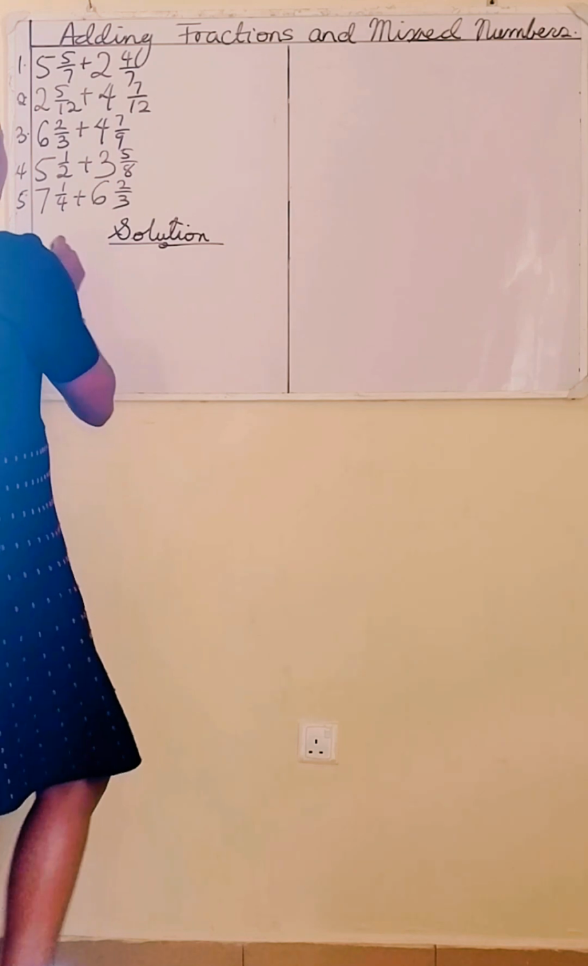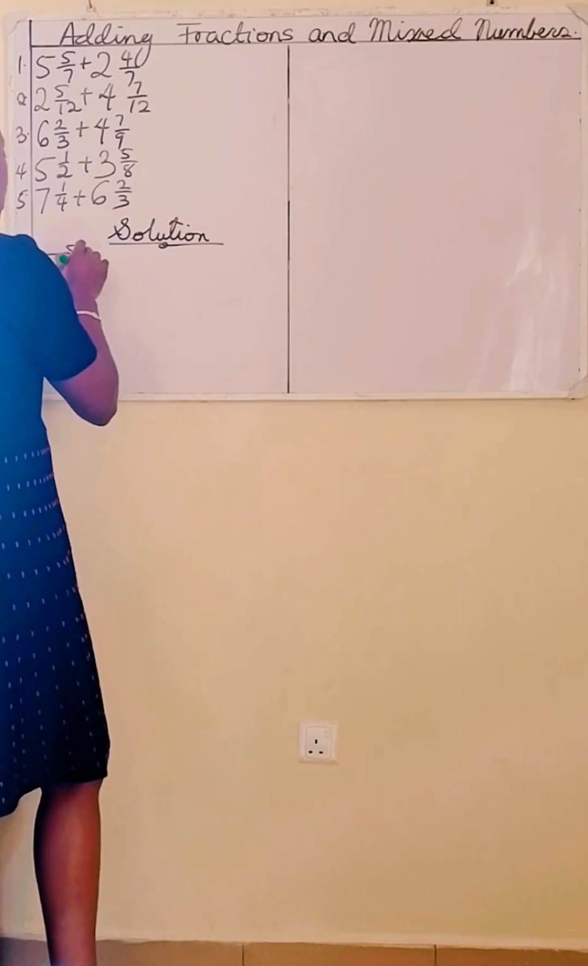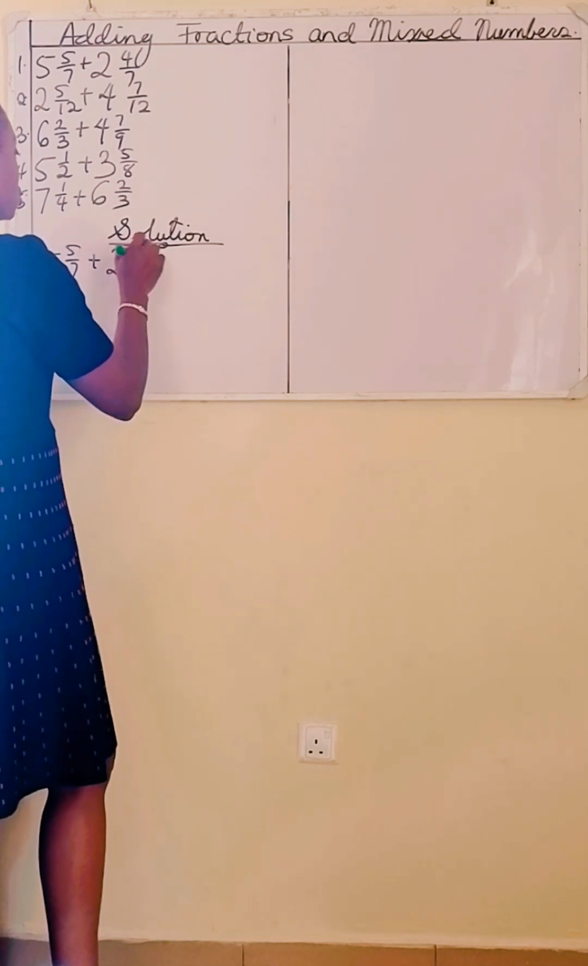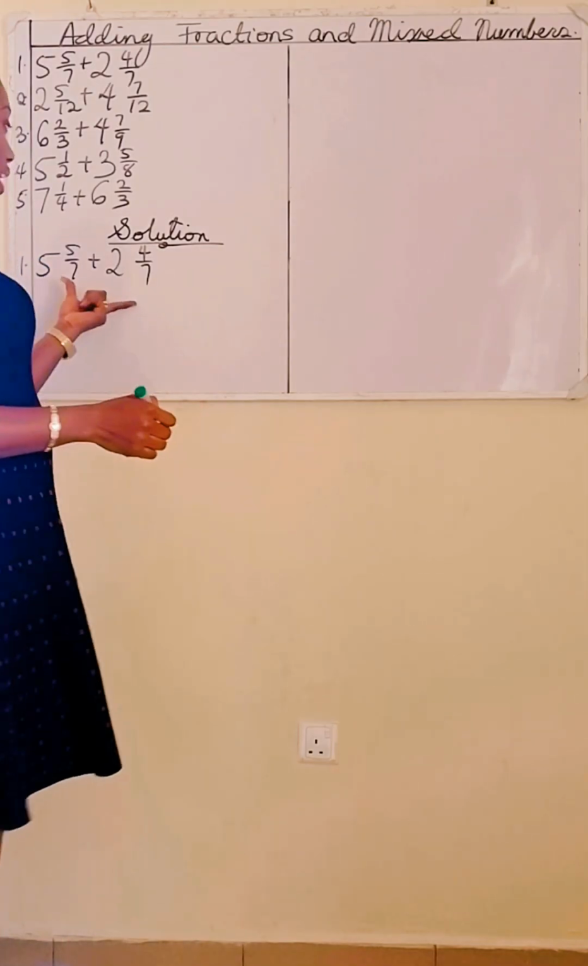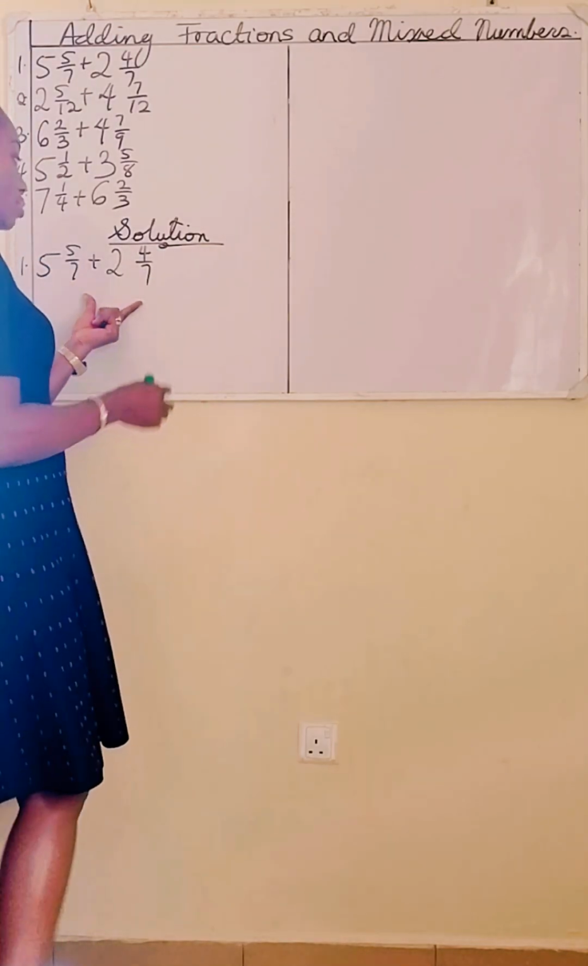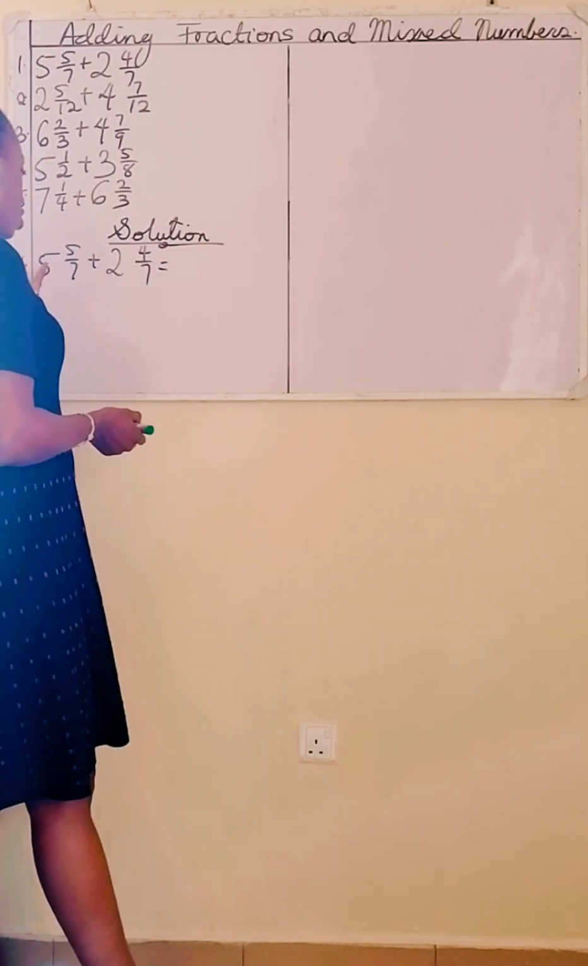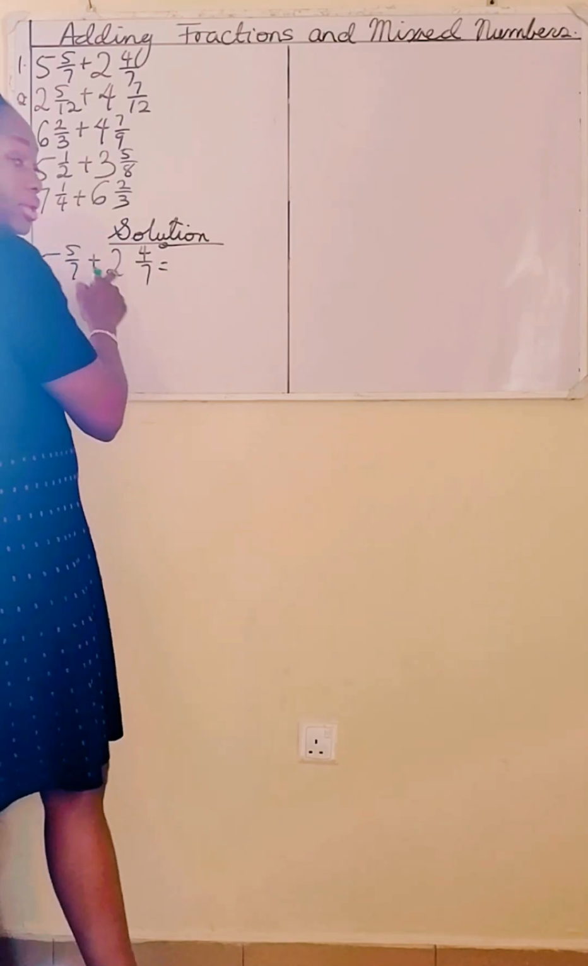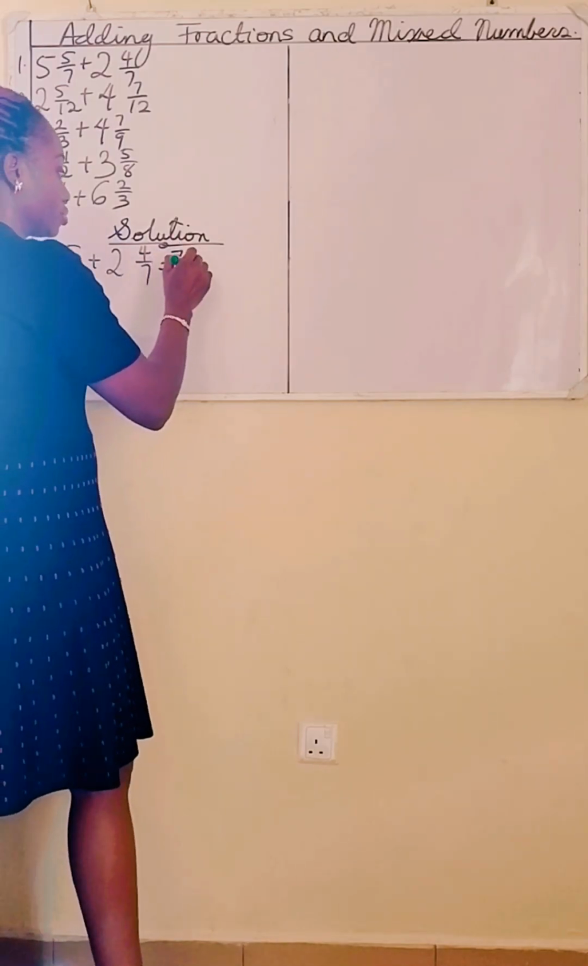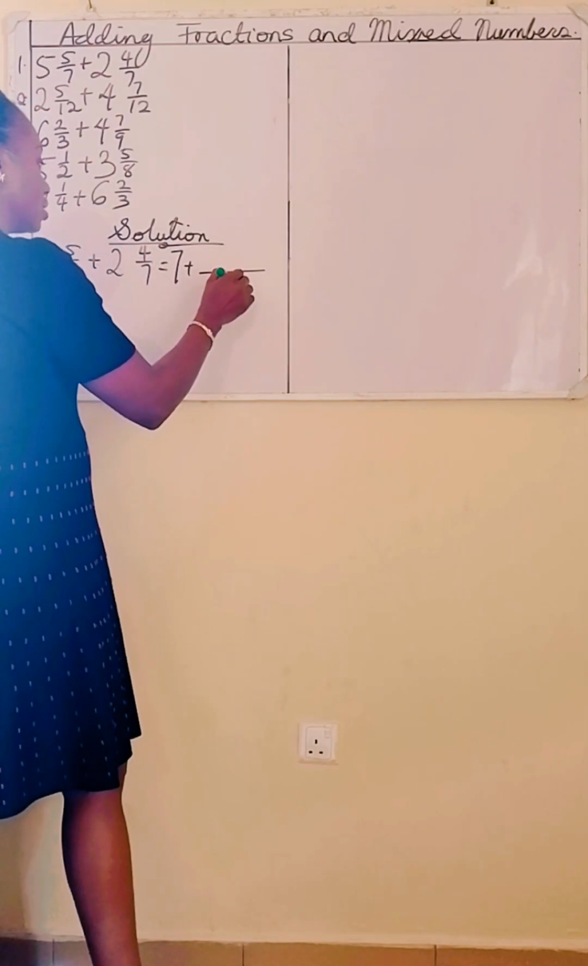Question 1 says 5 wholes 5/7 plus 2 wholes 4/7. As you can see here, these two denominators are the same. So we add the fractions together. We have 5 plus 2 gives us what? 7.